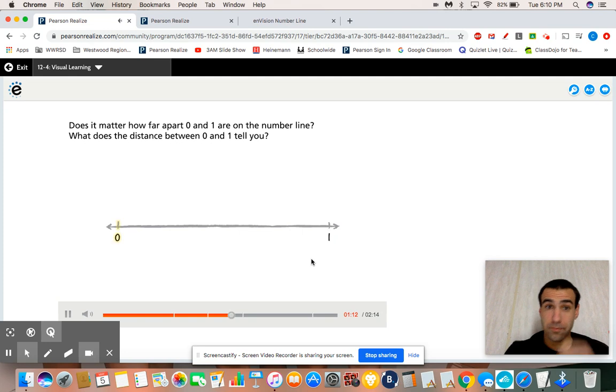Does it matter how far apart 0 and 1 are on the number line? What does the distance between 0 and 1 tell you? Take a second and think about that. Does it matter between the distance from 0 and 1?